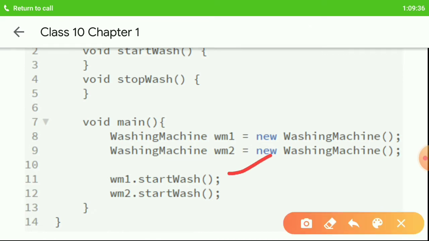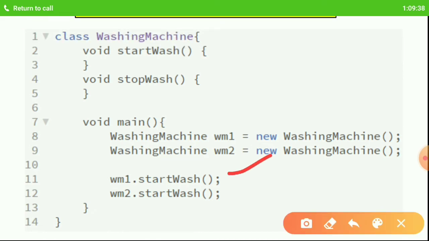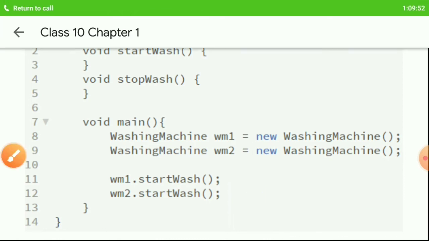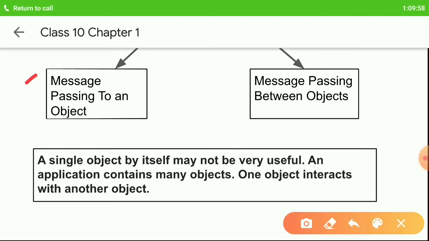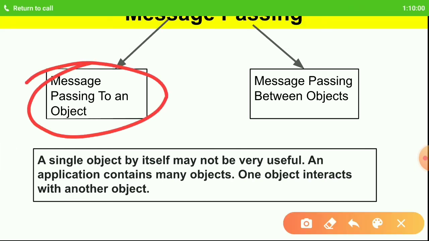In this line, I'm asking W1 to call its start wash function. Okay, and in this line, I am asking WM2 object to start its start wash function. So this is message passing to an object.